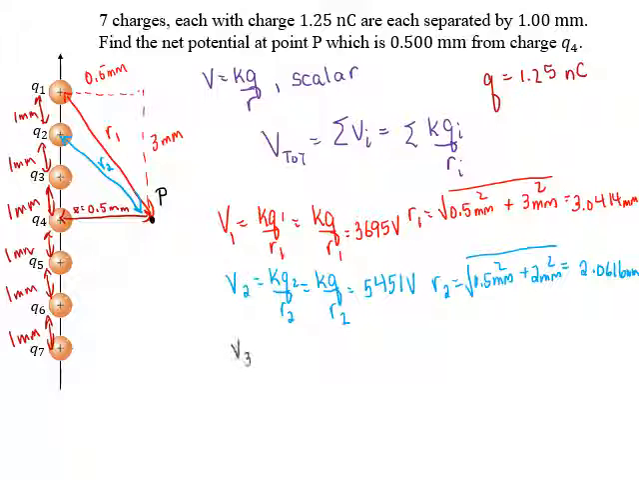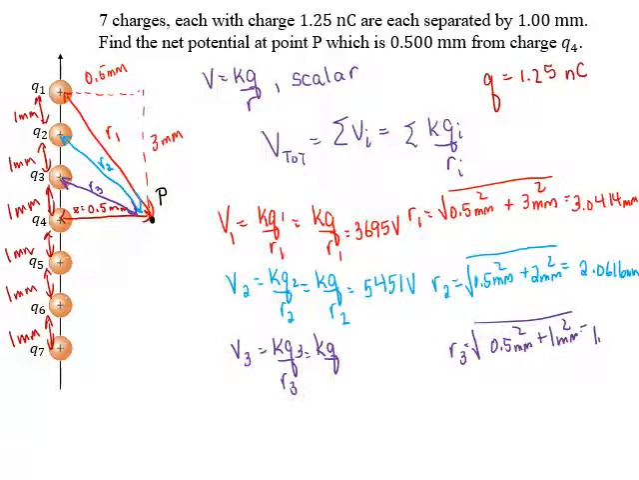So my potential V3 is K times Q3 over R3. Q3 has the same magnitude of charge as the rest of them. R3 is my distance between charge 3 and my point. Draw that on the diagram. R3 is the square root of 0.5 millimeters squared plus 1 millimeter squared. So my R3 is equal to 1.1180 millimeters. Put this in my expression for my potential, and I get a bigger potential still because I'm even closer, 10,051 volts. Okay, let's do 4 next.